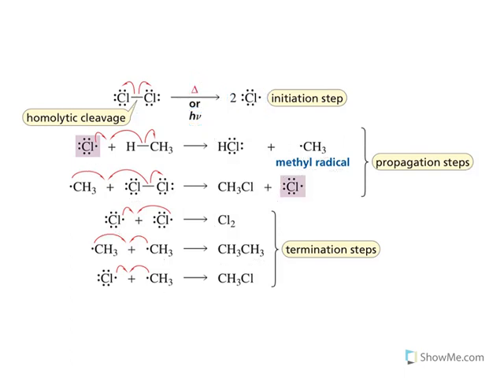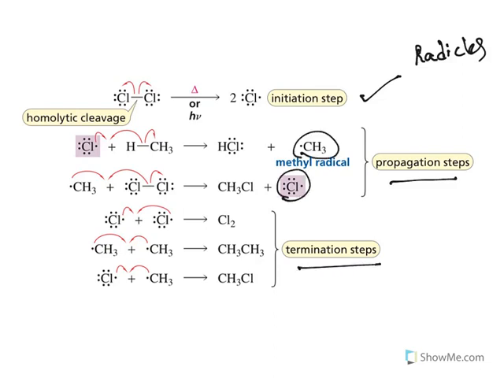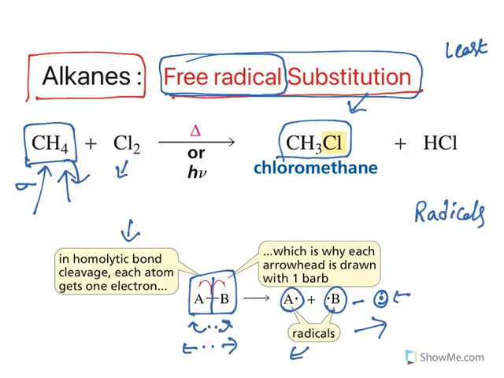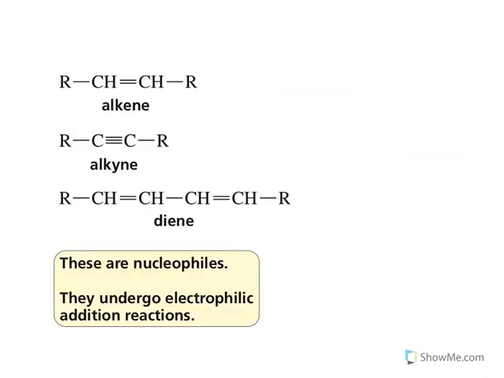So what you need to understand is, in free radical substitution, there is an initiation step which will form radicals. There is a propagation step which will further form different radicals, and in the termination steps, radicals will get neutralized and you form a neutral species. So this is a typical reaction of alkanes. Remember, it is free radical substitution. Alkanes are least reactive.